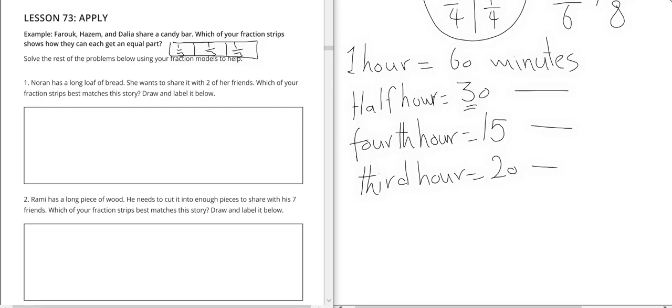Okay, solve the rest of the problems below using your fraction model to help. Number 1, Nurhan has a long loaf of bread. She wants to share it with 2 of her friends. Which of your fraction strips best matches this story? Draw and label it below. Okay, she has a long loaf of bread and wanted to share it with 2 of her friends, so she divided it into 2 equal parts. How many parts do we have? 2. We write 2 in denominator. Okay, this is 1 part of 2, so we write 1 at numerator.